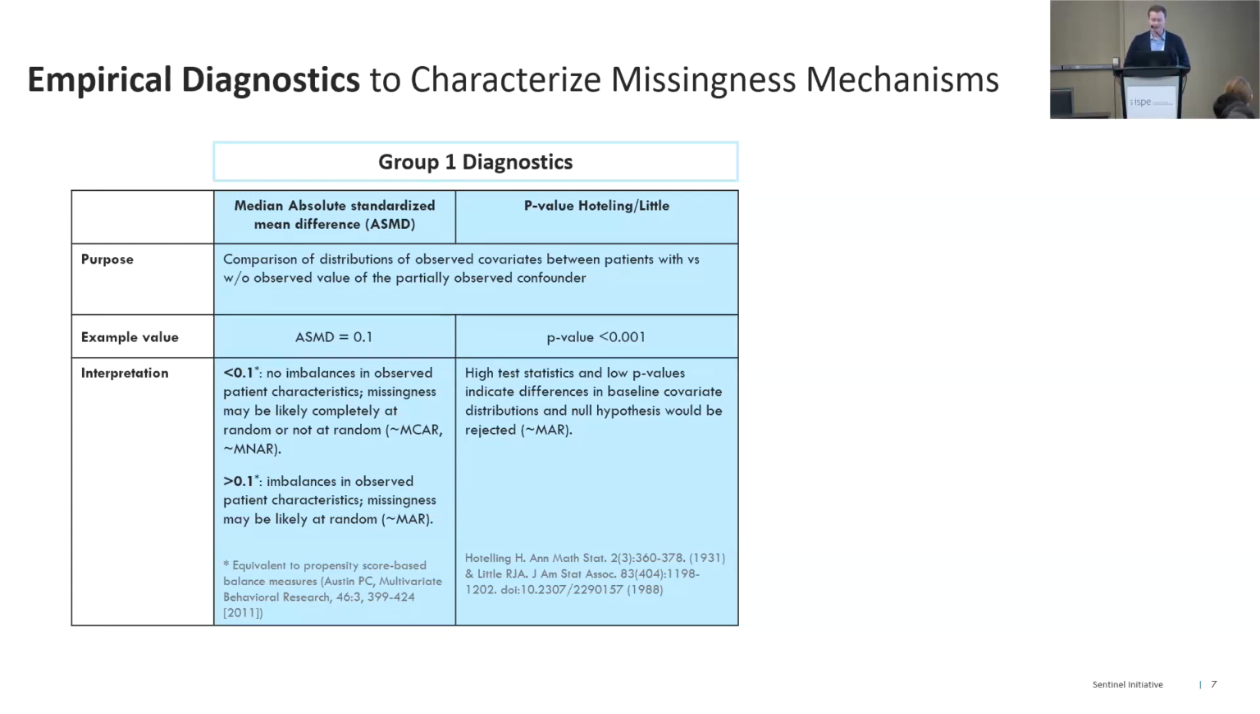And also following this logic, Hotelling and Little actually proposed different multivariate tests, formal hypothesis tests where high test statistics and low p-values would essentially also show imbalances, which would then indicate a missing at random mechanism.